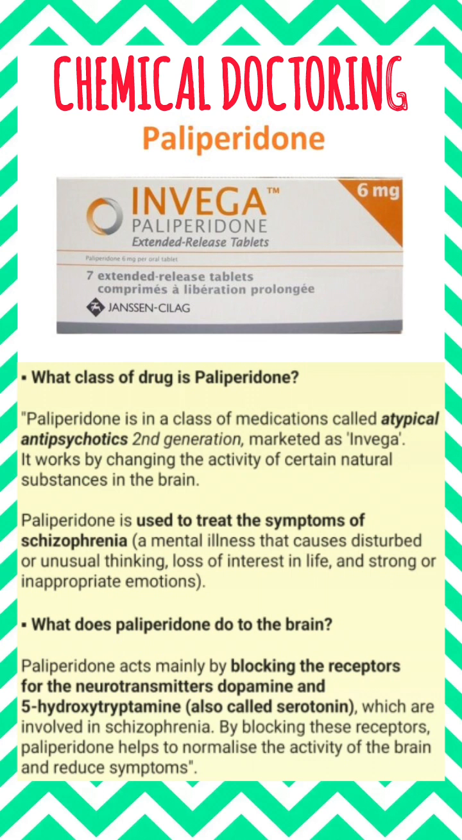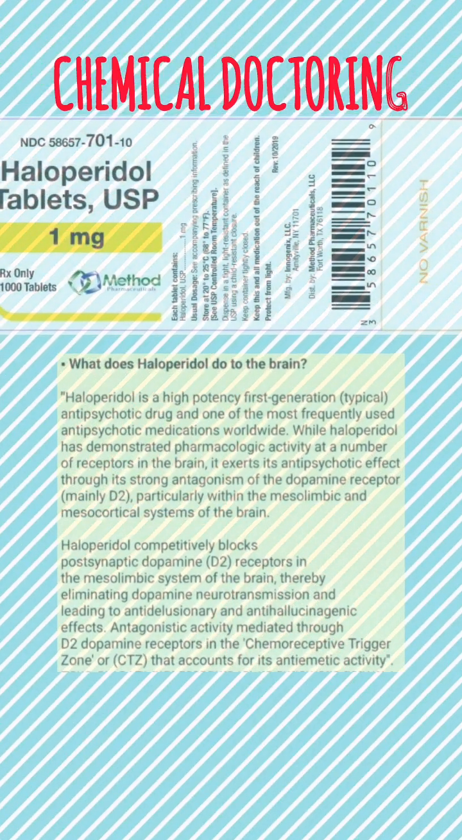What does paliperidone do to the brain? Paliperidone acts mainly by blocking the receptors for the neurotransmitters dopamine and serotonin, which are involved in schizophrenia. By blocking these receptors, paliperidone helps to normalize the activity of the brain and reduce symptoms.